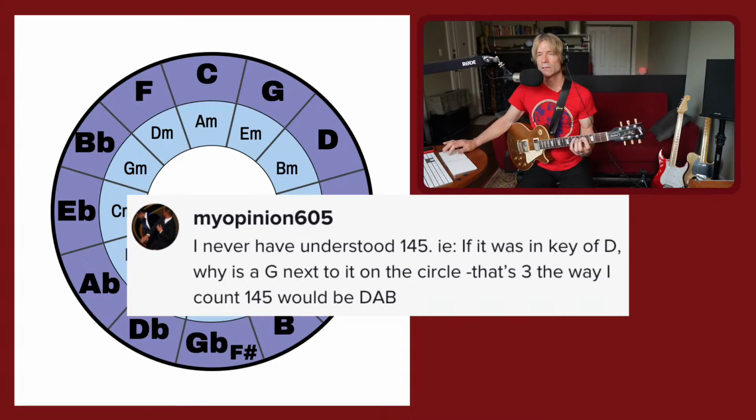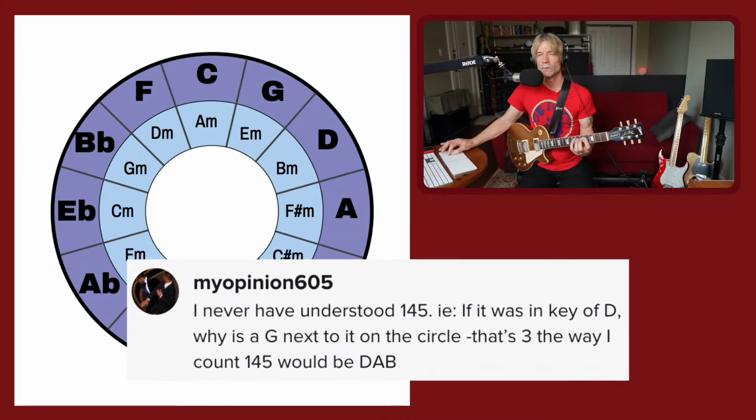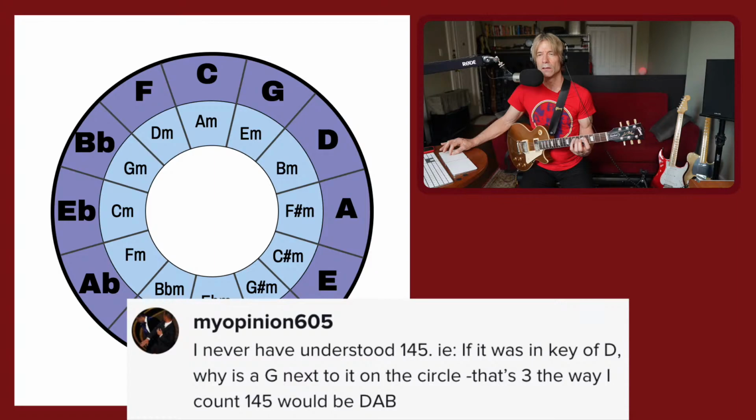Okay, but if I move this out of the way a little bit, what do you mean by that's 3? That's 3, the way I count 1, 4, 5. If it's D, 3. I don't quite understand. I count 1, 2, 3.